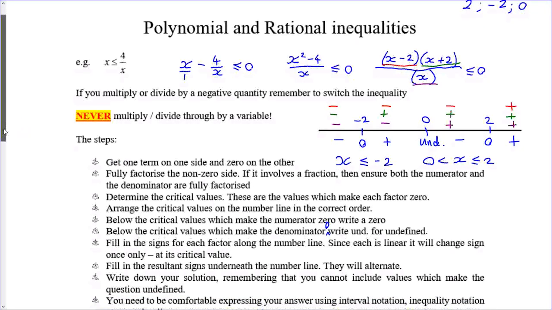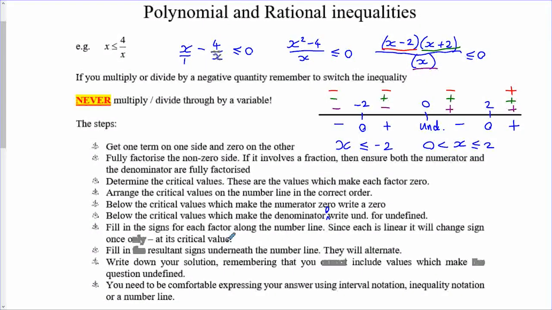The last element of this is, you need to be comfortable expressing your answer using interval notation, inequality notation, which is what I've used so far here, or on a number line. So I'm just going to quickly close out by doing those last two forms.